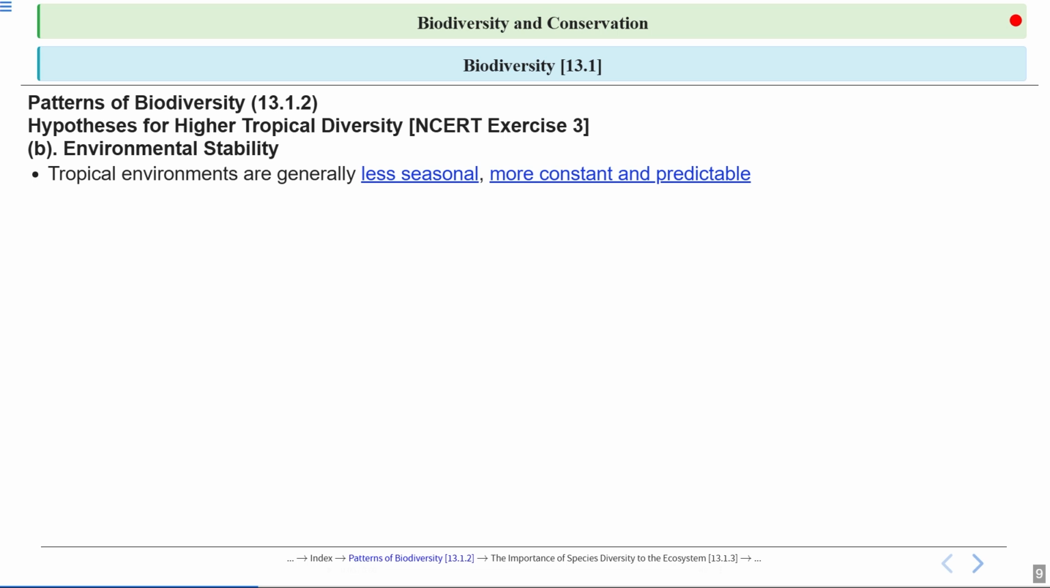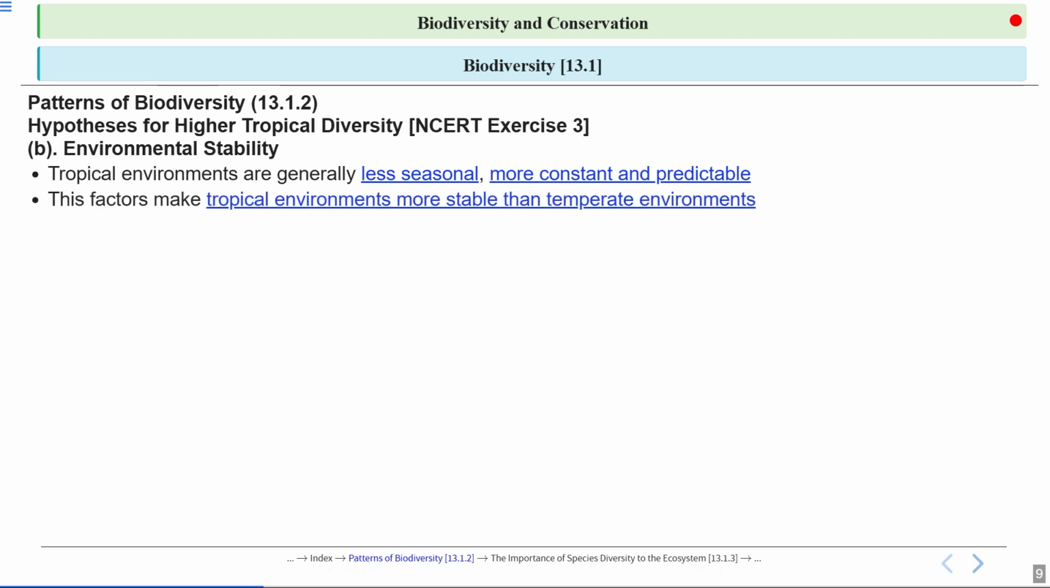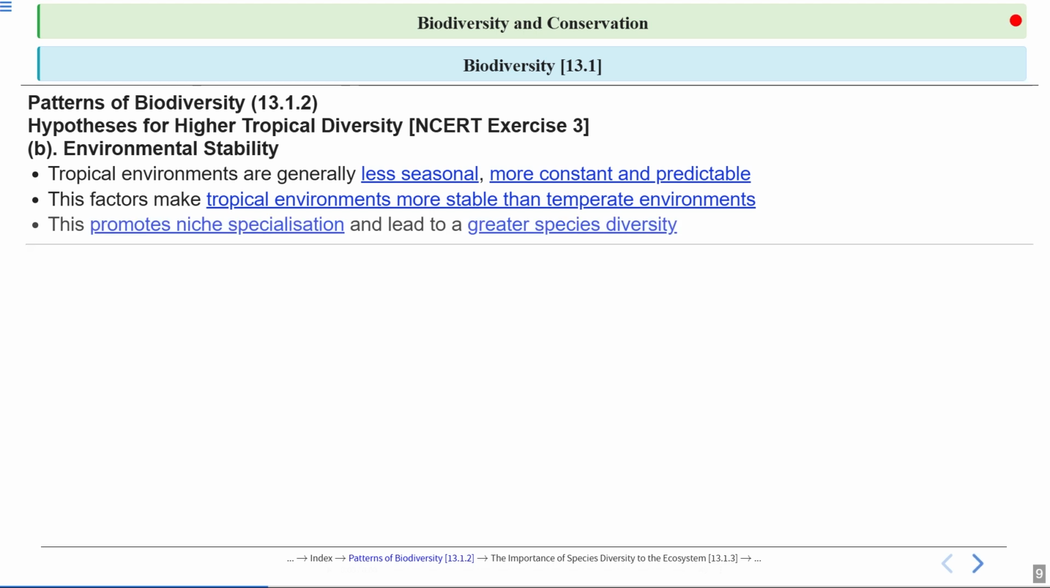Now you can see the tropical environments are described as less seasonal, more constant and predictable. Unlike places with cold winters and hot summers, the tropics have steady conditions. These factors make tropical environments more stable than temperate environments. This stability encourages species to become highly specialized, each finding its own unique niche. As a result, we see a greater variety of species living together. So we can say that the stable environment in the tropics allows for more speciation, which leads to higher biodiversity.